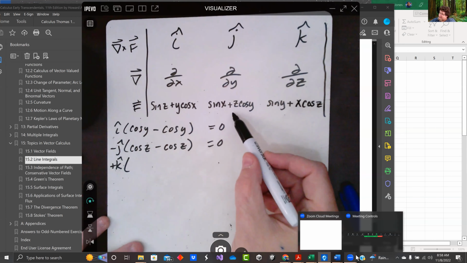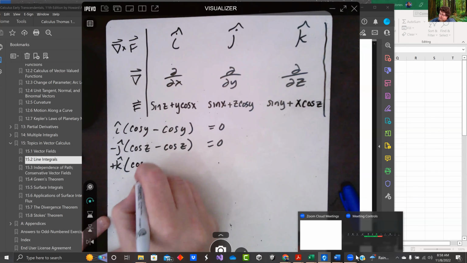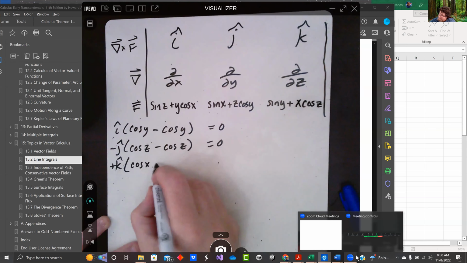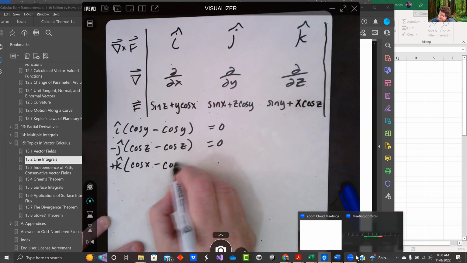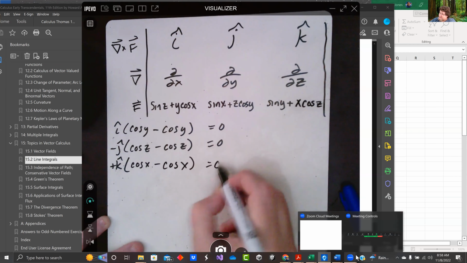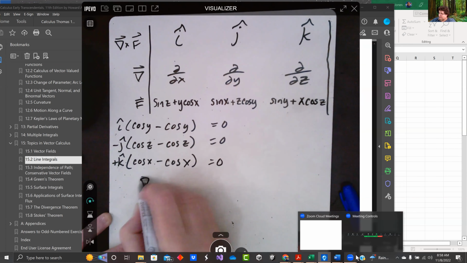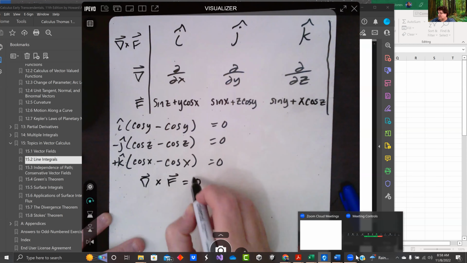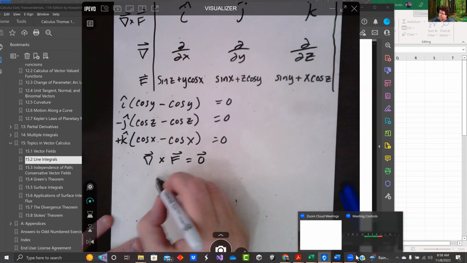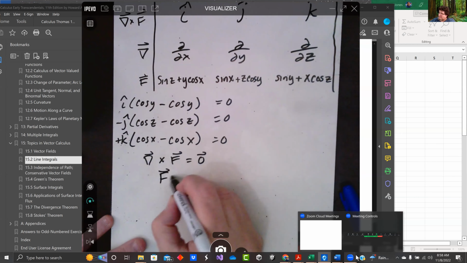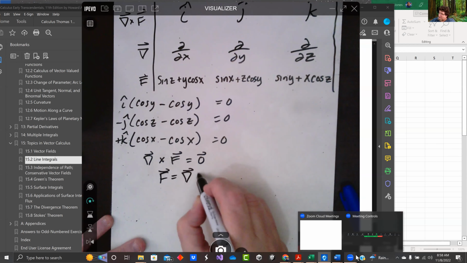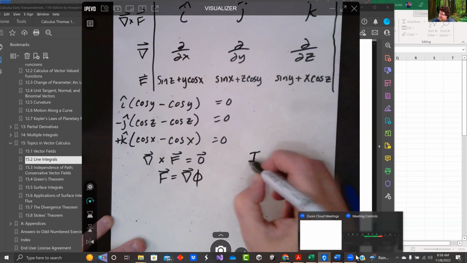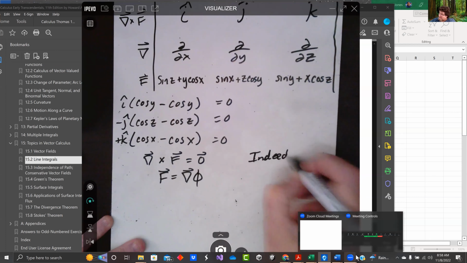ddx of this is cosine x. And ddy of this just drops the y. We've got minus cosine x there. We do have 0. The curl of F is the 0 vector here. And F was the gradient of a scalar potential function. So this is indeed a conservative vector field.